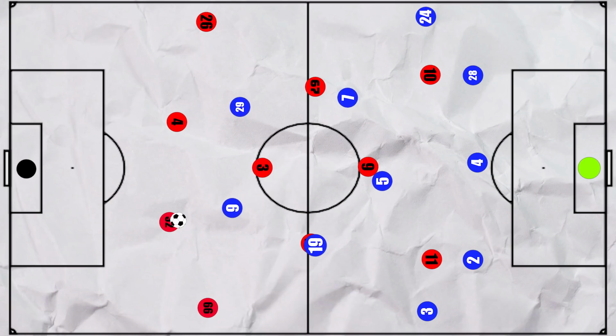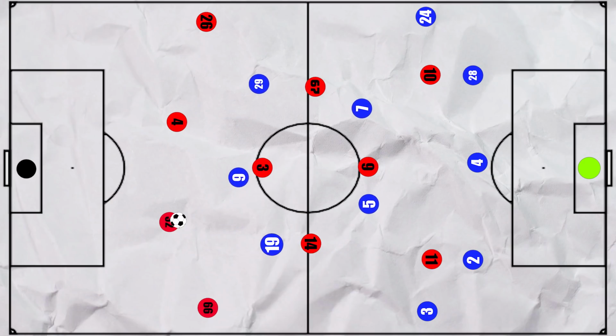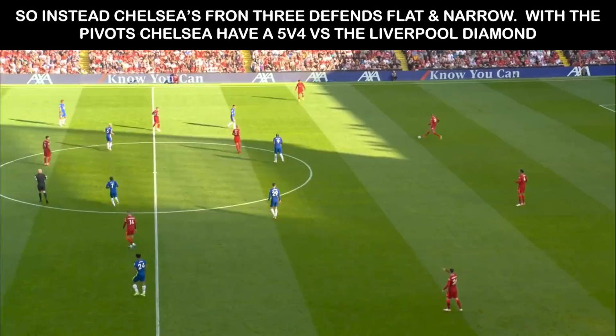So, Tuchel instead kept his front three in their flatter format, and had them sitting deeper, compacting the space between them and the double pivot, so now it was almost a midfield 5, allowing them to maintain the defensive numerical advantage.